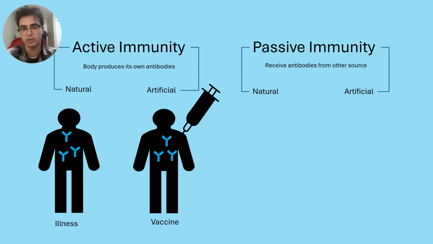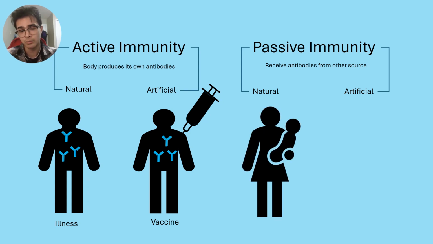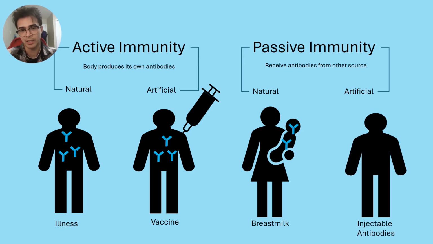When we're talking about natural passive immunity, this mostly refers to breast milk, where the mother's antibodies flow into the baby, and then the baby becomes immune to certain types of bacteria. Finally, we have artificial passive immunity, which is a direct antibody injection, and then they're immune to the virus or pathogen as well. These are the four types of ways people become immune to ailments.